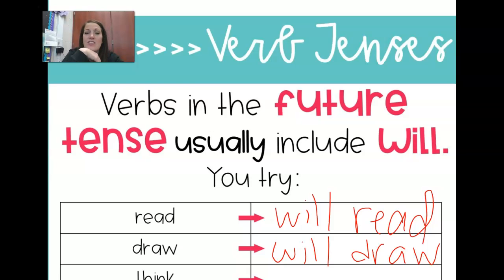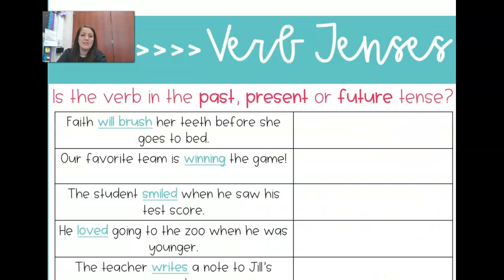Another one that could work is going. I'm going to draw you a picture. Going to would kind of replace the word will. So last one, think. I will think about it. Did you think about if I could get Kids Messenger? Oh, I will think about that. All right, so those are all future tense.